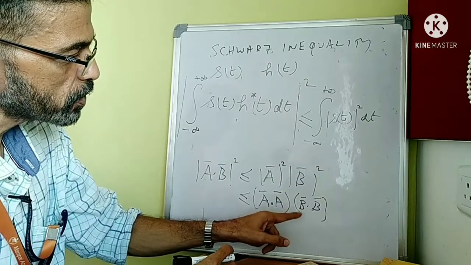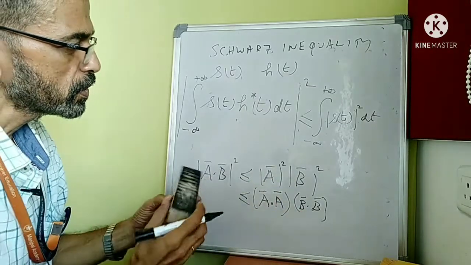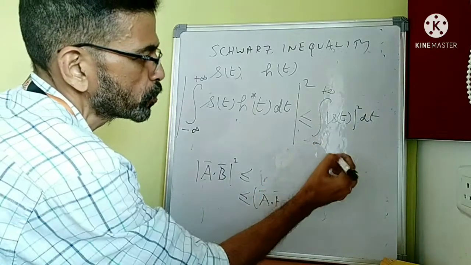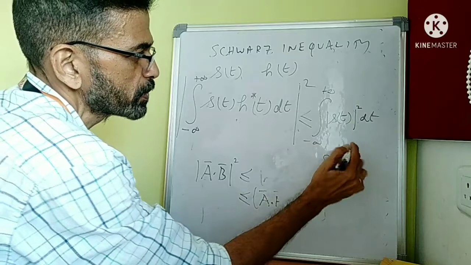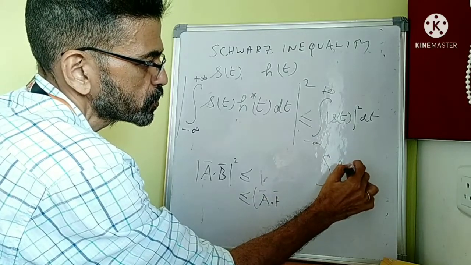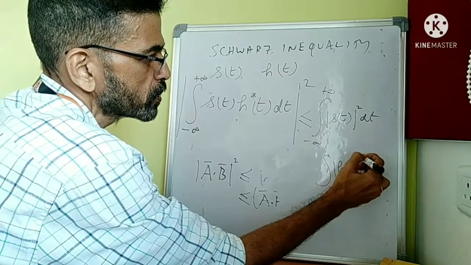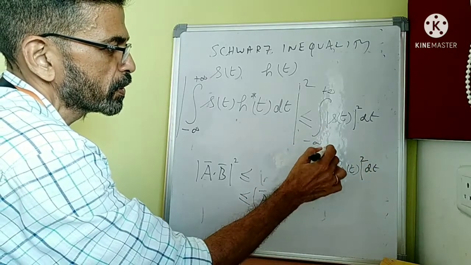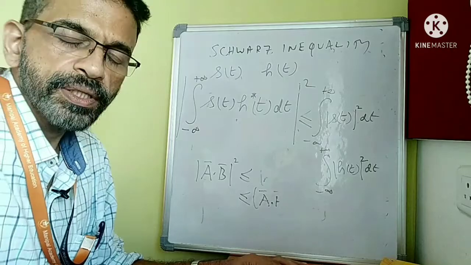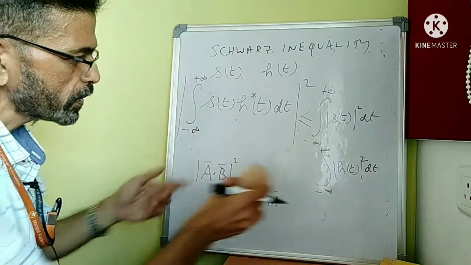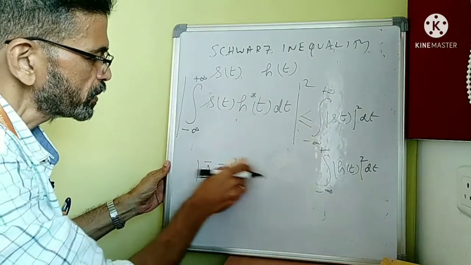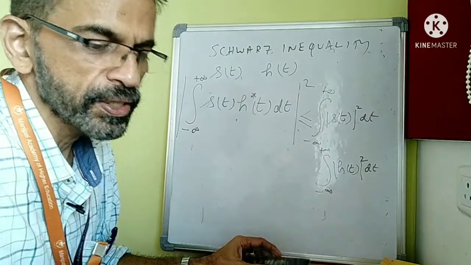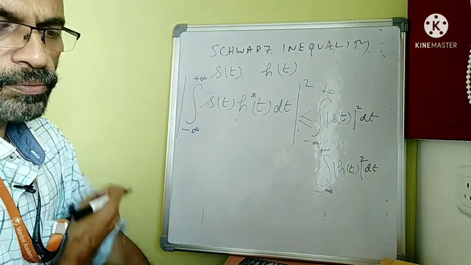And this part would be an inner product of h(t) with itself, and that will give us a multiplication here, h(t) into conjugate of h(t), because an inner product of h(t) with itself would be h(t) into conjugate of h(t), and an integral from minus to plus infinity dt. And remember, the signals s(t) and h(t) are of finite energy, integrable of course.